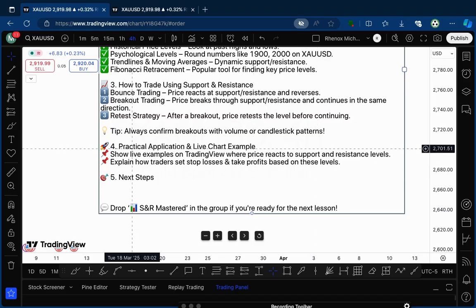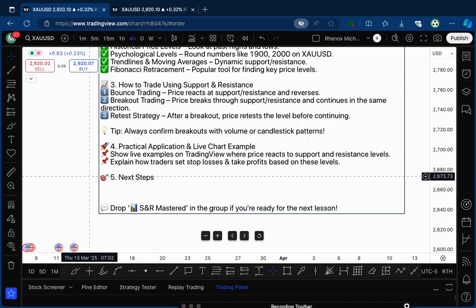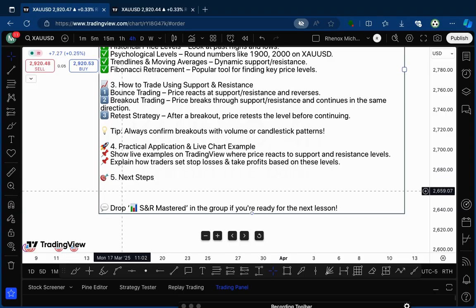Okay, then I guess we're good to go. We're good to go for the class. All right, now that you understand support and resistance, we'll take it a step further in the next lesson by combining it with candlestick patterns for a powerful trade setup.